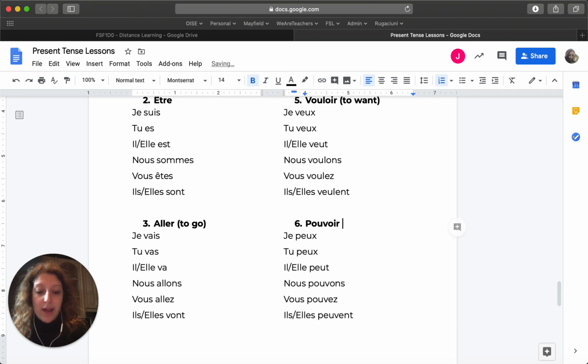So yeah, I forgot to mention, this verb means to be able to. Okay, so I can do something. Je peux faire des notes. Tu peux écouter la lecture. Nous pouvons essayer les activités. Okay, stuff like that.